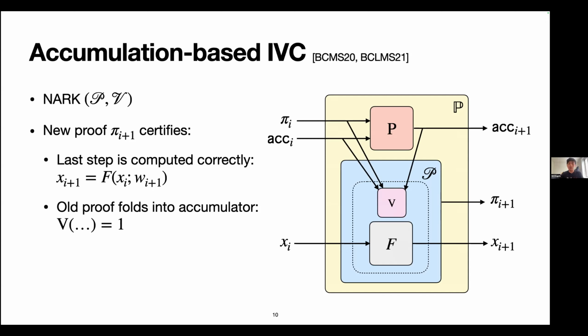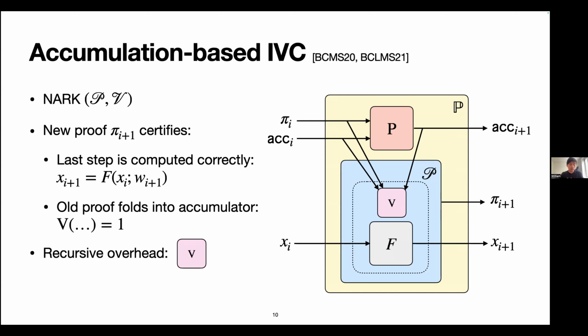And so for accumulation-based IVC, the circuit that you're proving consists of the step function f, as well as the accumulation verifier V. Okay, and in order to verify the IVC computation, you would just verify the proof, and you would also validate the accumulator using the decider algorithm. If you didn't completely follow the construction, it's not a big deal.